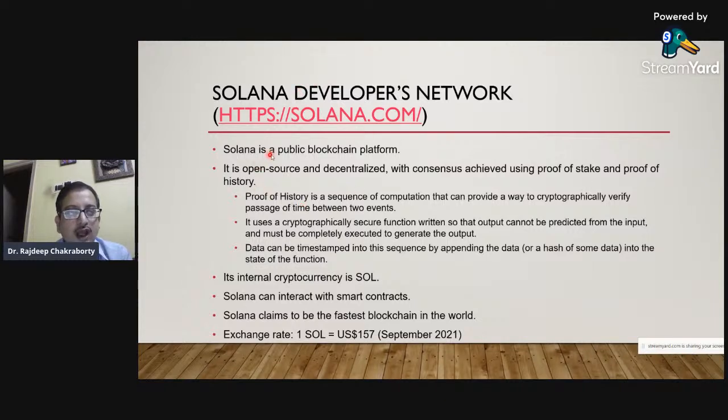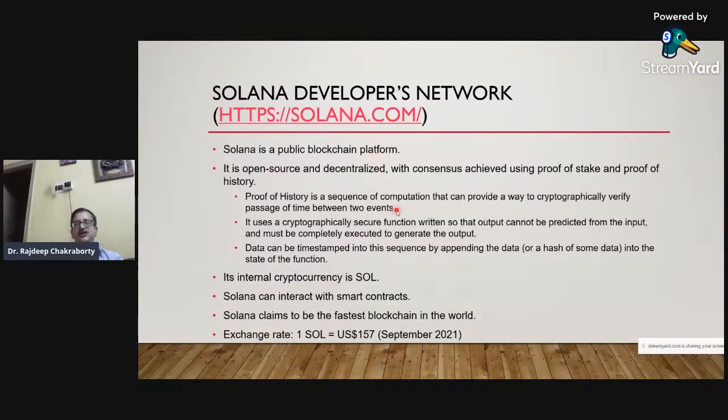Solana is a public blockchain platform. It is open source and decentralized, with consensus achieved using proof of stake and proof of history. I have already discussed proof of stake. Another is proof of history. Proof of history is basically a sequence of computation that provides a way to cryptographically verify the passage of time between two events. You can read more in here.